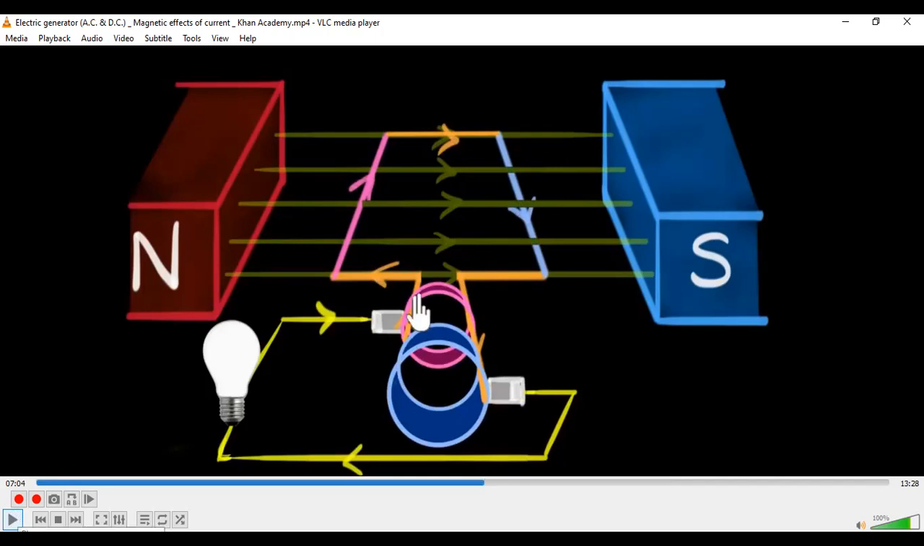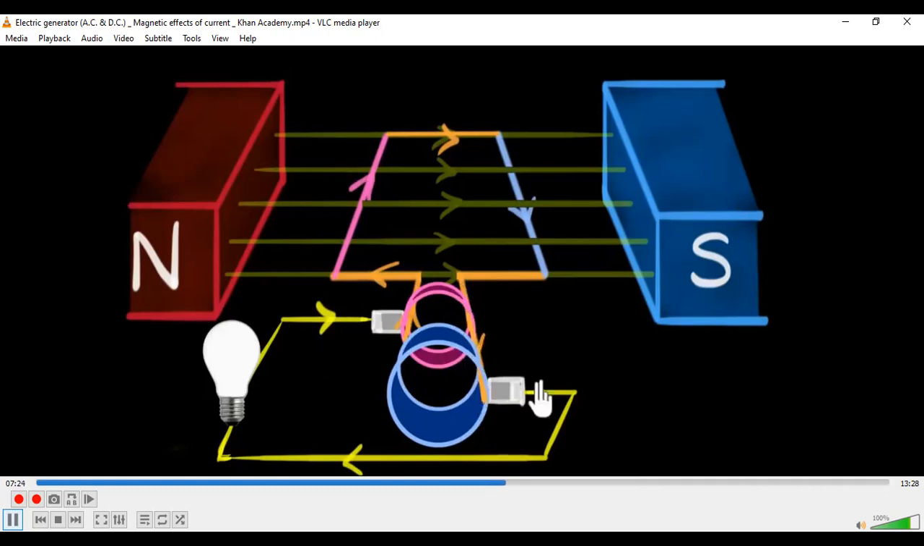Is it clear how the connection is done? See, this pink conductor is connected with only one pink slip ring, and this blue conductor is connected with this blue slip ring. Okay, both are connected with a different slip ring. And this is nothing, it is a one copper ring.